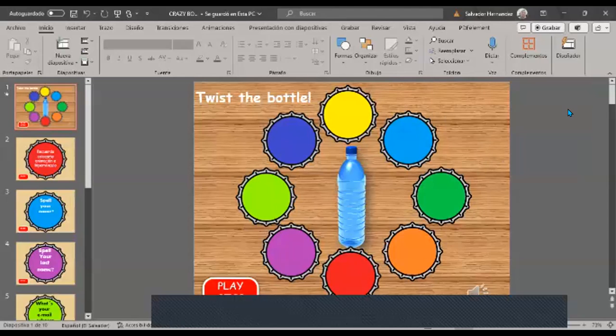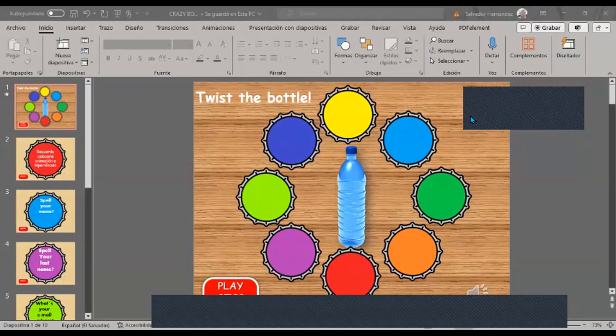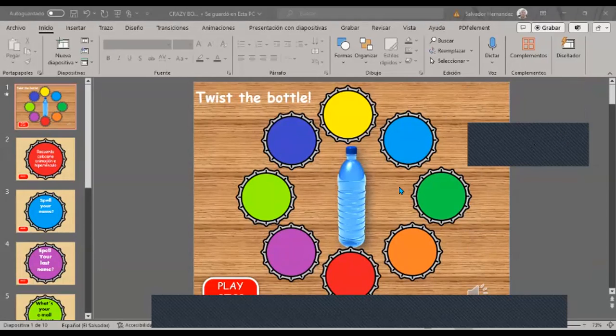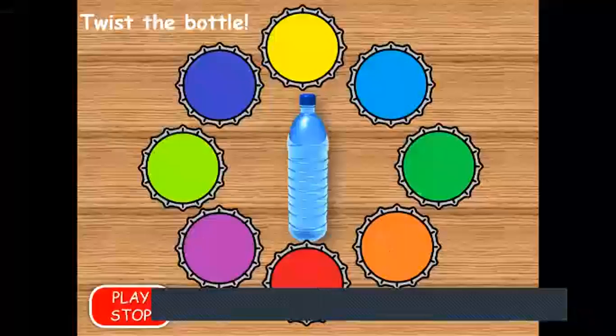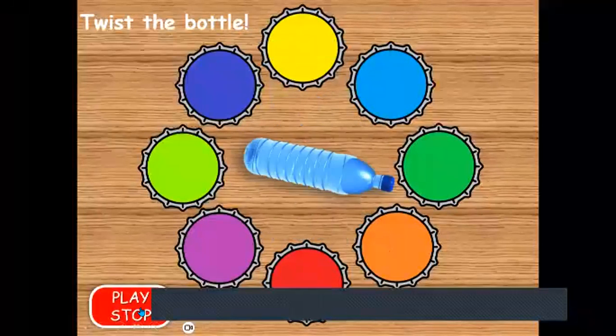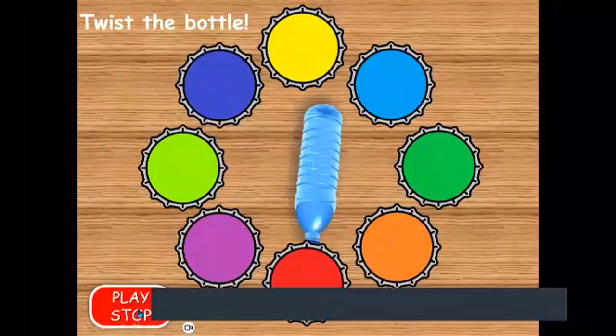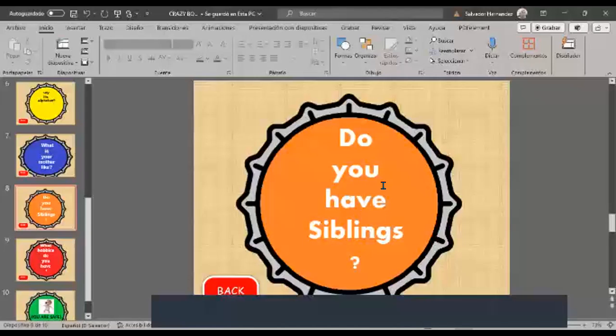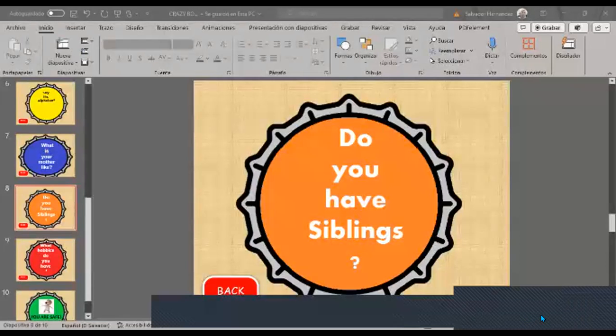Vamos a ver quién me sale aquí. Me salió Noemí Salazar Meléndez. Ok, ahorita vamos con Noemí. Me va a decir stop, Noemí. Ya me dijo. Stop me dijo, ¿verdad? Siblings. Hágale la pregunta a María José. Do you have siblings? Do you have siblings? María José.